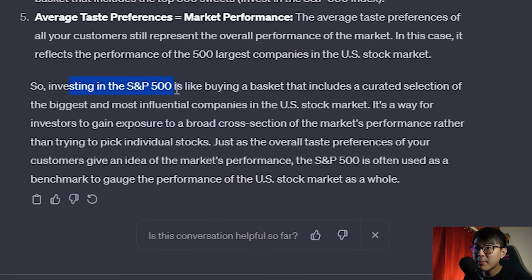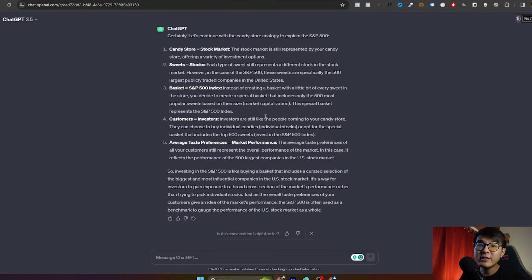Investing into the S&P 500 is like buying a basket that includes a curated selection of the biggest and most influential companies in the US stock market. It's a way for investors to gain exposure to a broad cross-section of the market's performance rather than try to pick individual stocks.